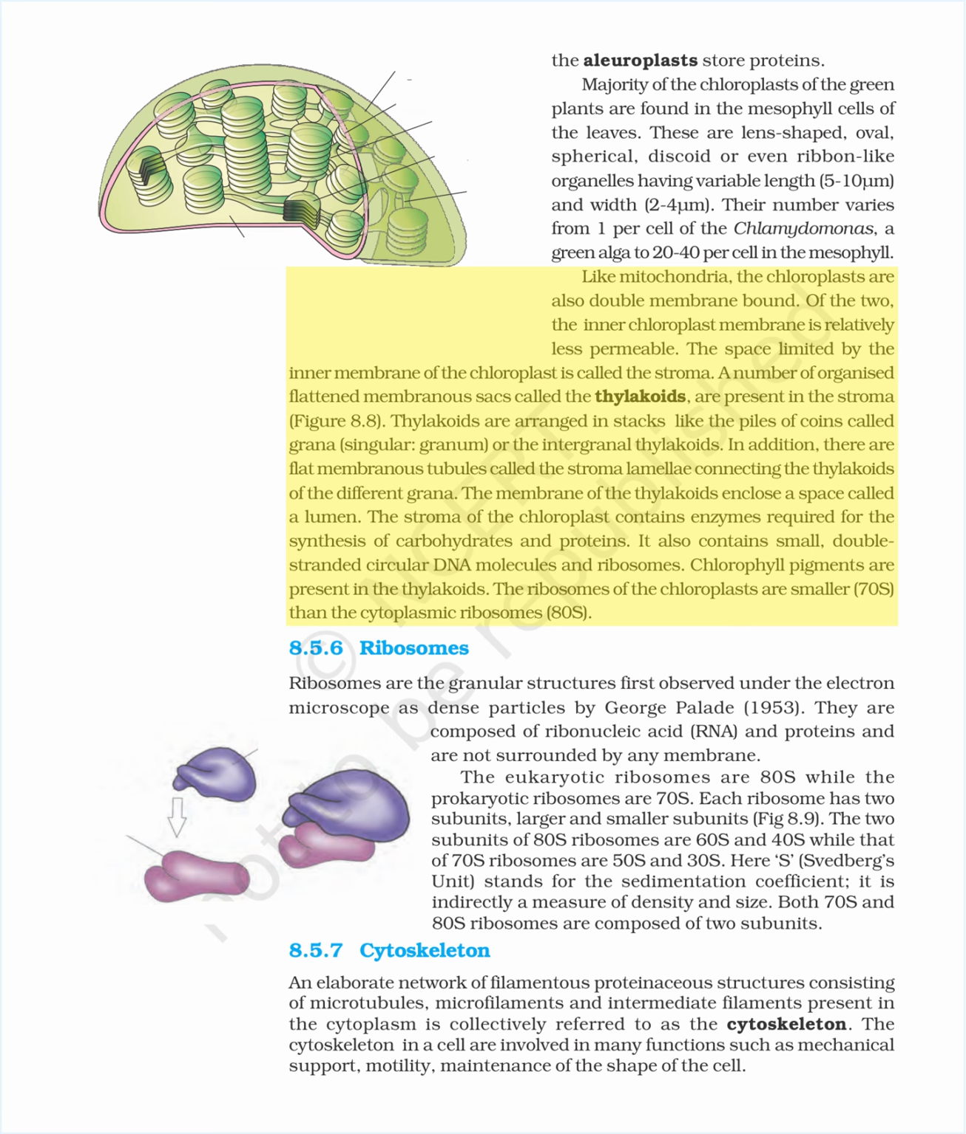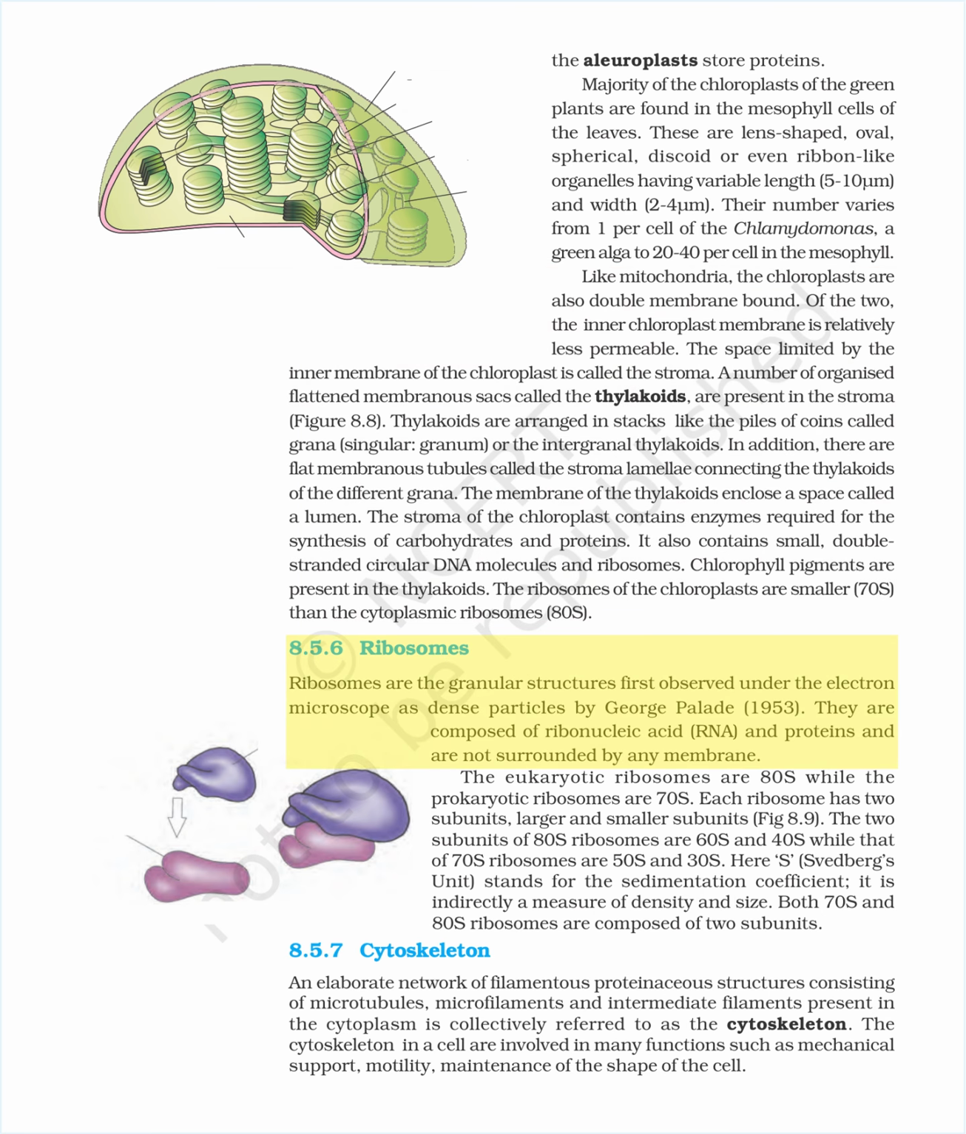The membrane of the thylakoids enclose a space called a lumen. The stroma of the chloroplast contains enzymes required for the synthesis of carbohydrates and proteins. It also contains small, double-stranded circular DNA molecules and ribosomes. Chlorophyll pigments are present in the thylakoids. The ribosomes of the chloroplasts are smaller, 70S, than the cytoplasmic ribosomes, 80S.